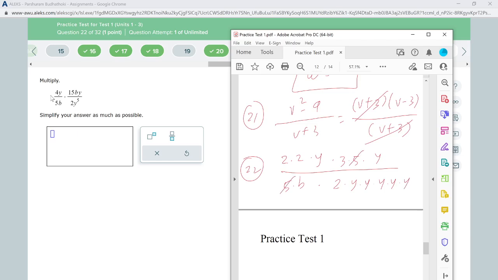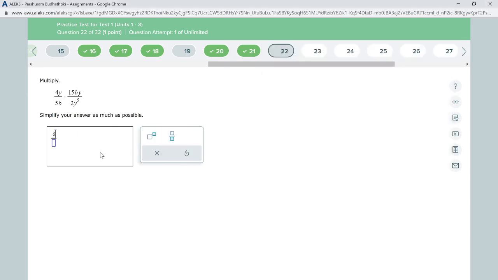5 and 5 gone. There is a b here. I missed that. So b is cancelled out. This 2 and this 2 cancel out. One y cancels out. Another y cancels out. So the leftover on the top is 6. And the leftover on the bottom is y to the power 3. So the answer is 6 over y to the power 3.